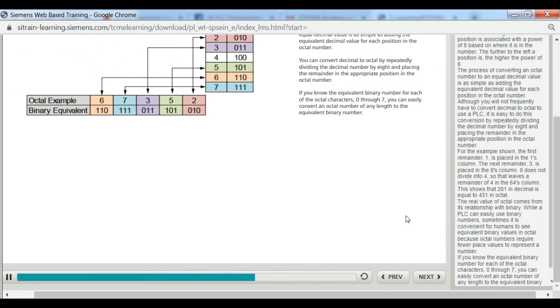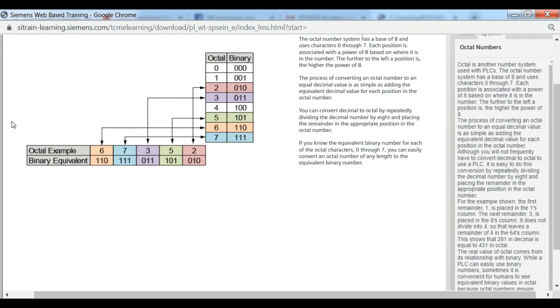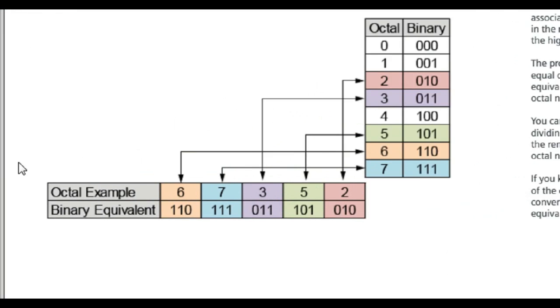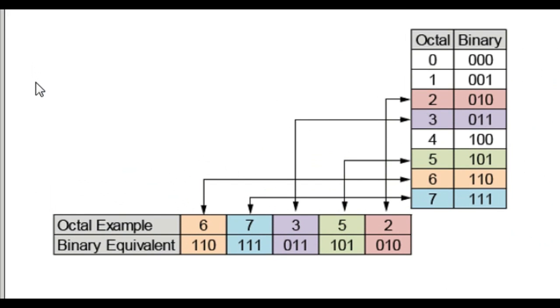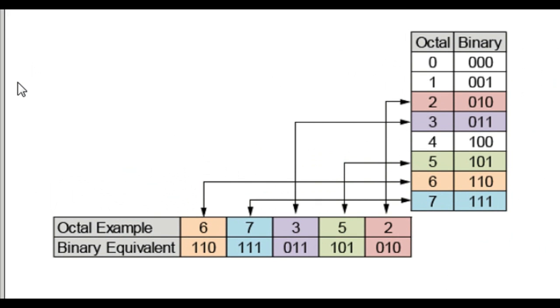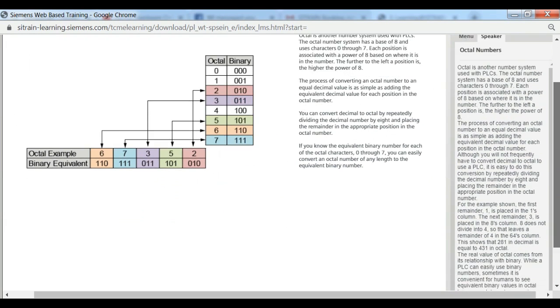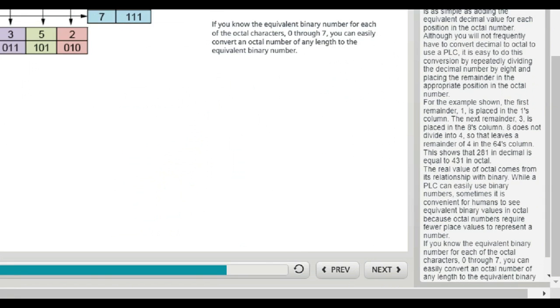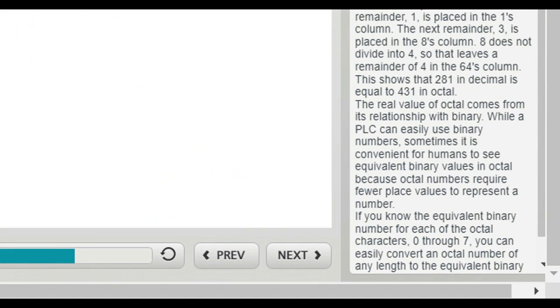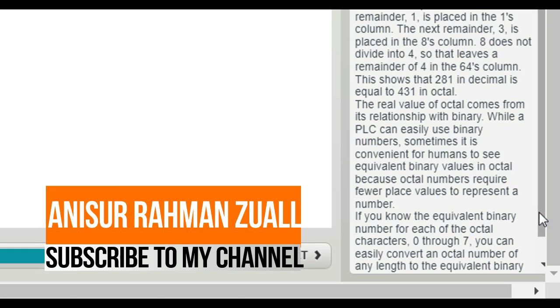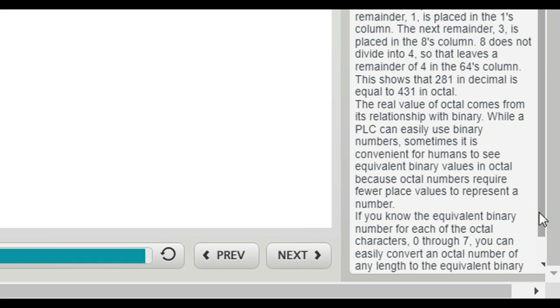The real value of octal comes from its relationship with binary. While a PLC can easily use binary numbers, sometimes it is convenient for humans to see equivalent binary values in octal because octal numbers require fewer place values to represent a number. If you know the equivalent binary number for each of the octal characters, 0 through 7, you can easily convert an octal number of any length to the equivalent binary number.